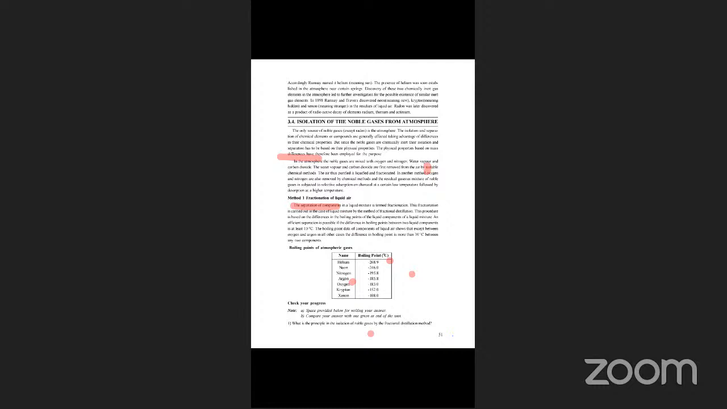Water vapor and carbon dioxide are removed first. We are taking the atmospheric air. So first, what is removed? Water vapor and carbon dioxide are removed by suitable chemical methods. In the first method, the air is purified, liquefied and fractionated.